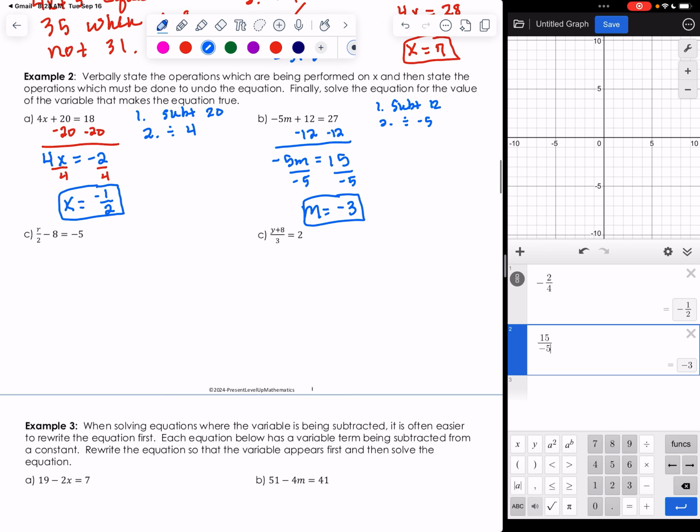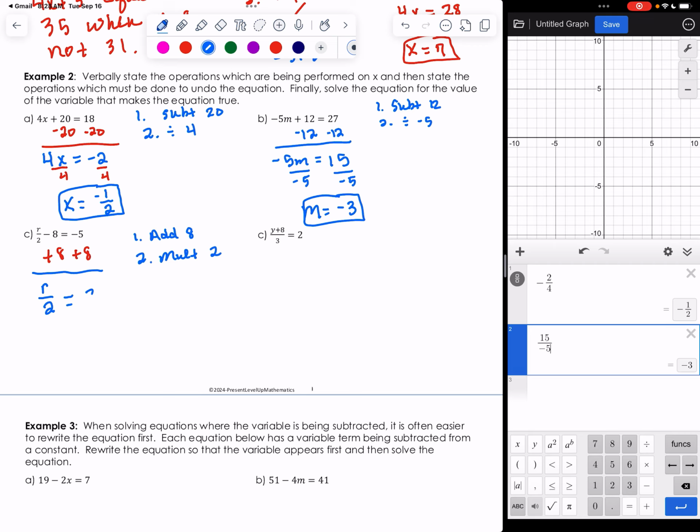All right, problem C. Let's state what's being done to the variable. So r is being divided by 2 and then subtracting 8. So if I reverse that, in step 1 I would have to add 8 and then multiply by 2 if I'm doing the opposite. So let's try that. Add 8. That would give us r divided by 2.